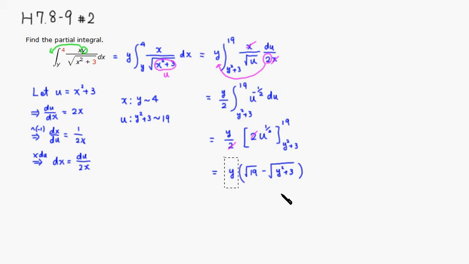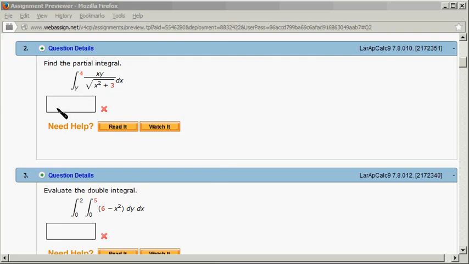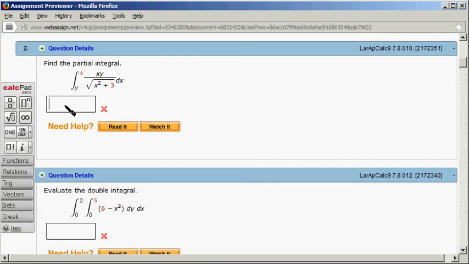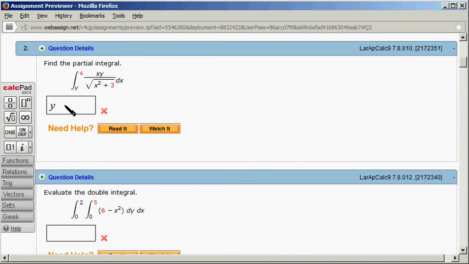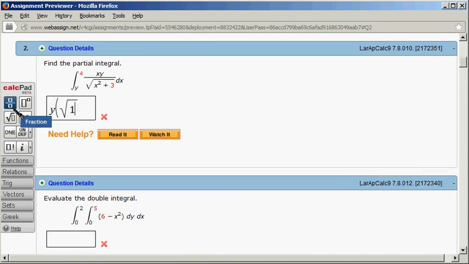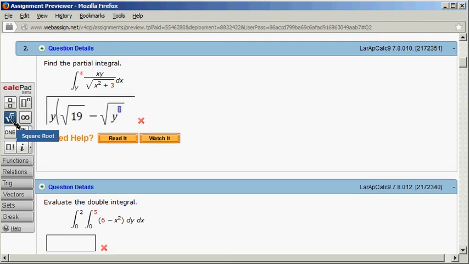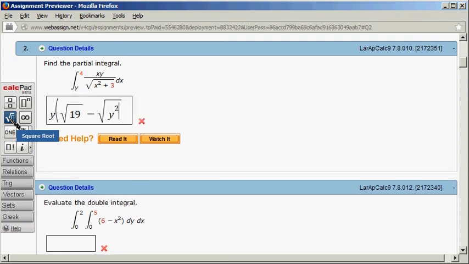So let's type this in and see if it's correct. What we got was y times, in parentheses, the square root of 19 minus the square root of y squared plus 3, then a right parenthesis.